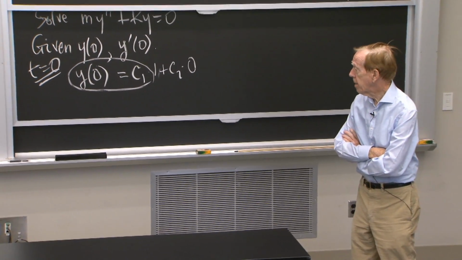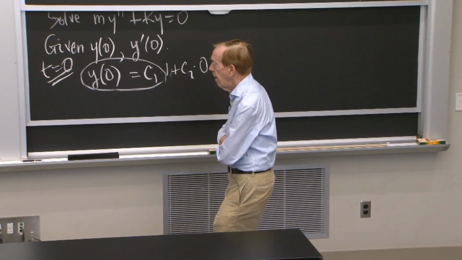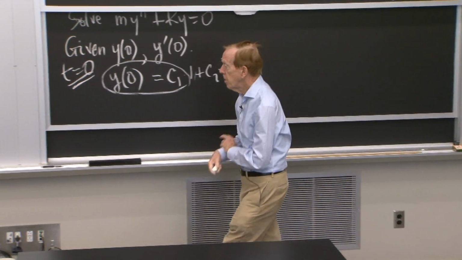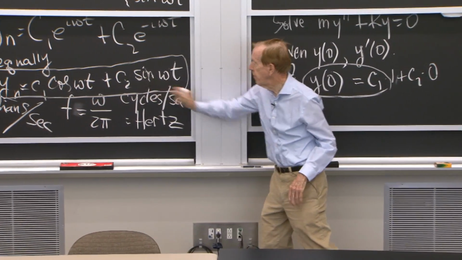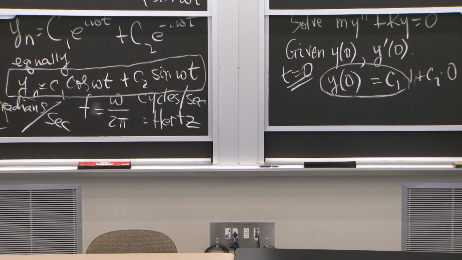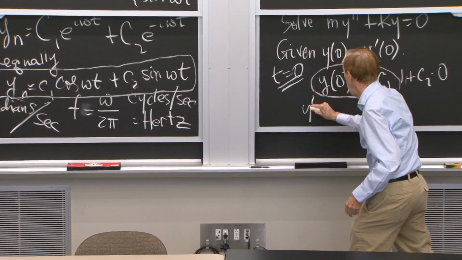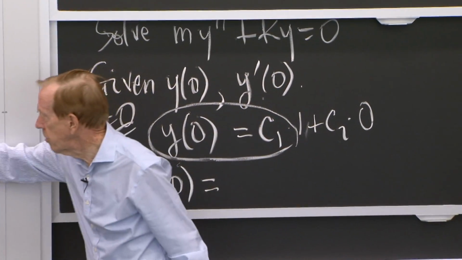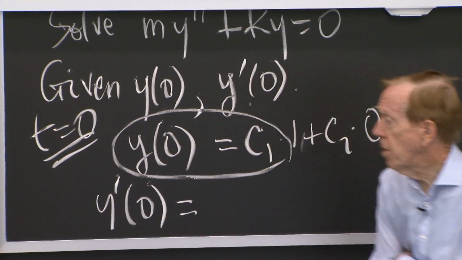I want to get C2. And where is C2 coming from? The initial conditions are supposed to determine that coefficient. It'll be that initial condition that determines it. Y prime of 0, the initial velocity, should match the derivative. Okay, so what's the derivative?